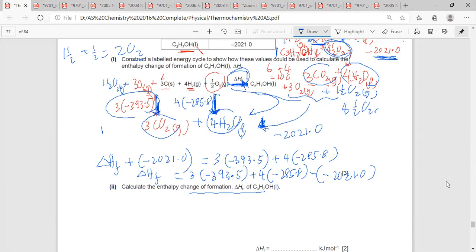Now let's look at the marking. Then you can calculate it. The answer, I did it here. Let me see. It equals minus 302.7 kilojoules per mole. Remember 2 things: the sign and the units. Now let's look at the marking scheme here. I think I got it here.